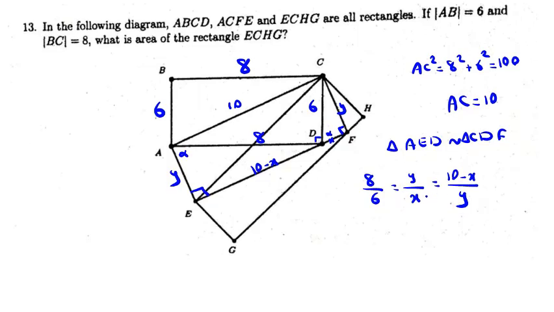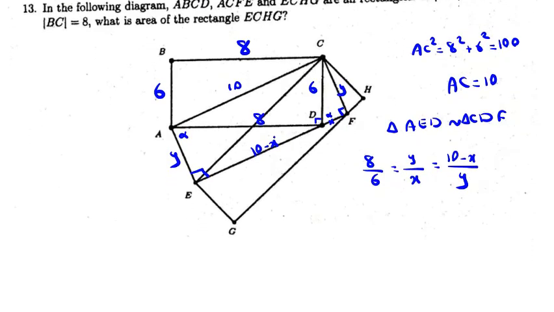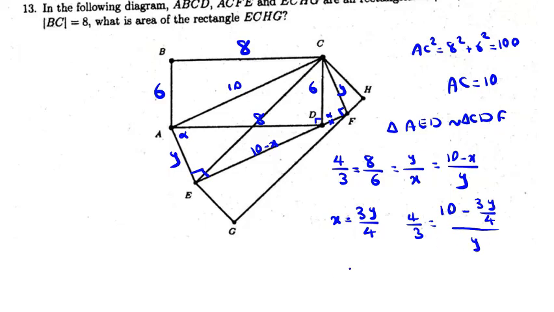Now we want to find y. If we find y, then we find this rectangle. Because we want to find y, you can simplify, it will be 4 over 3. So x is 3y over 4. And then if you replace here, 4 over 3 equals 10 minus 3y over 4, over y. If we cross multiply, we have 4y equals 30 minus 9y over 4.